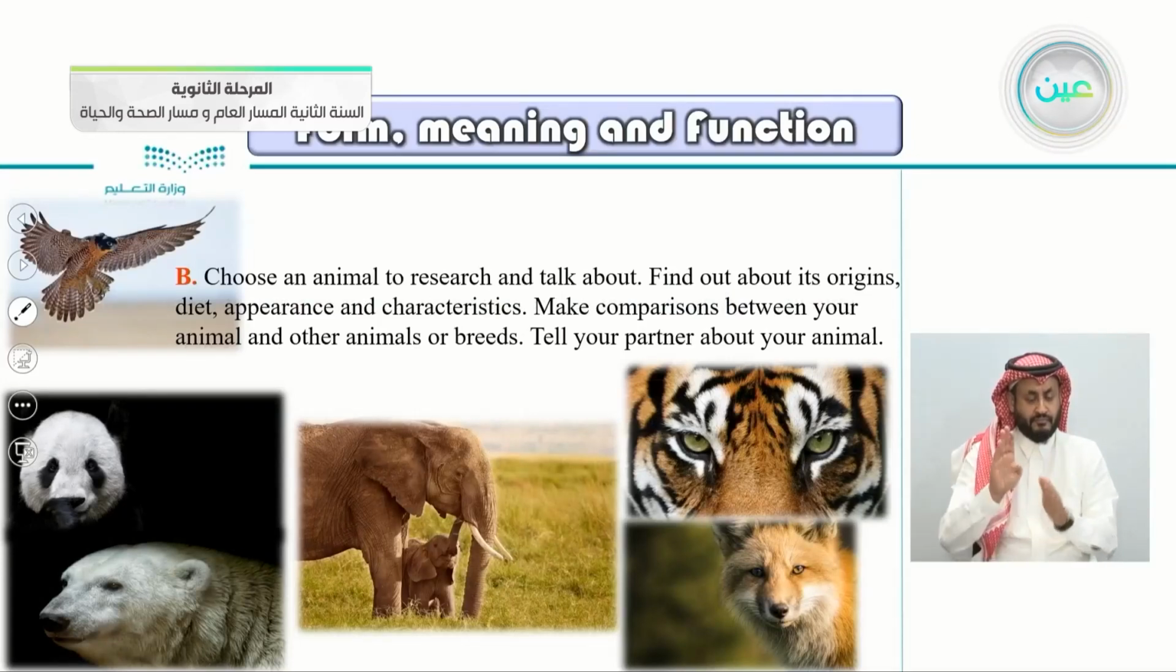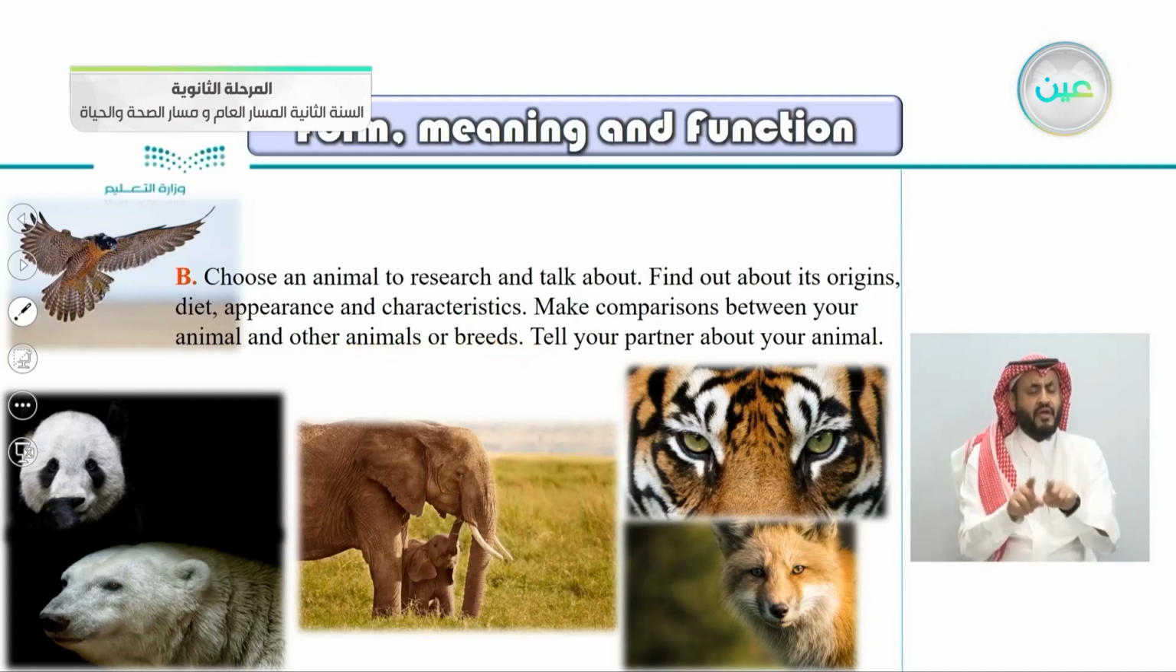Exercise B, choose an animal. Choose an animal to research and talk about. Find out about its origins, the beginnings, the origins here. Diet, the way they eat. Appearance and characteristics. Make comparisons between your animal and the other animals or breeds. Tell your partner about your animal.